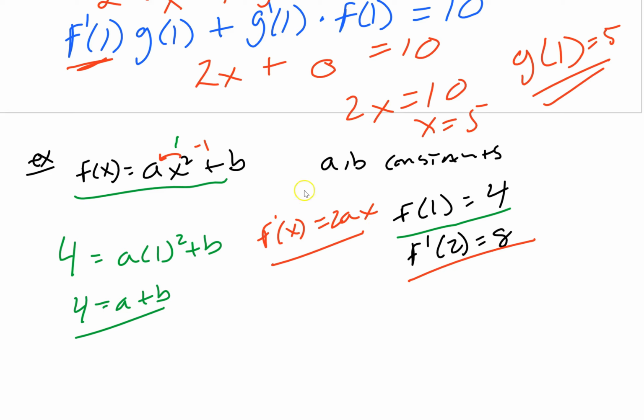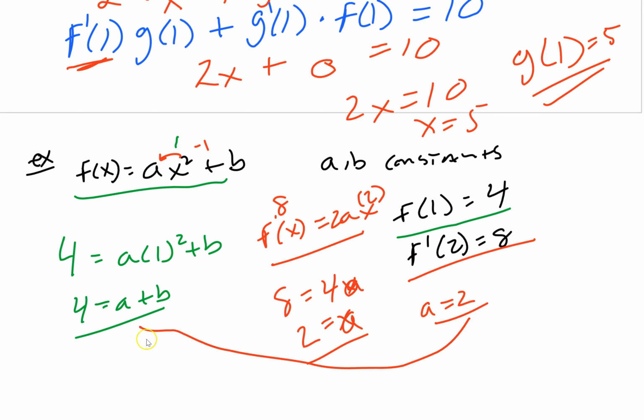Now when I plug in 2, it should equal 8. So plug in 2 for x. It should equal 8. I'm going to get 4a, since x is 2, so there's only an a left. So a equals 2. And now you can plug that into this equation and get 4 equals 2 plus b. Subtract that. b equals 2 also.